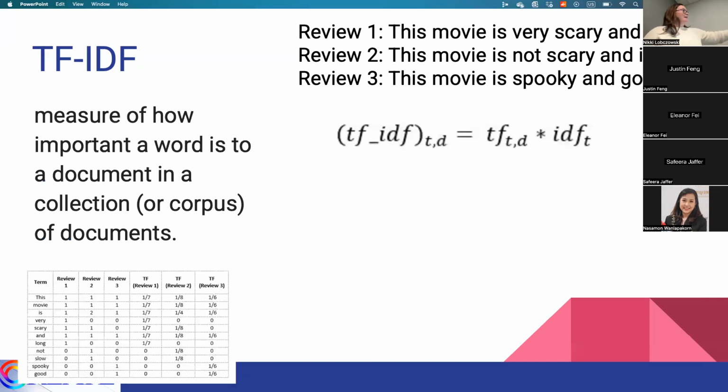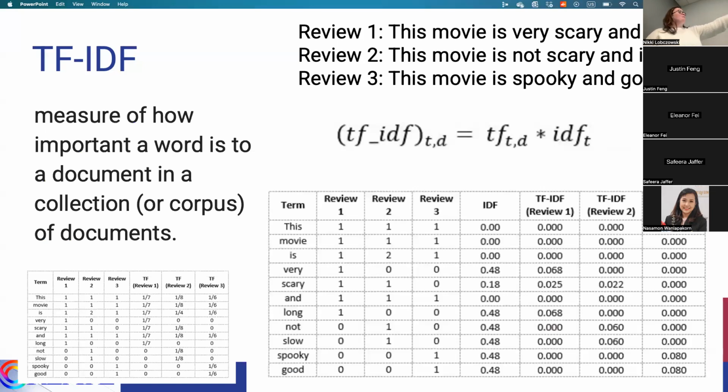So again, looking back here, the 1/7, 1/8, 1/6, and then you're multiplying that by the previous one. So if the IDF was 0, when you multiply it by 1/7, it's going to be 0. So here the IDF was 0.48. And when you times it by the 1/7, you get this, and you times it by 0, you get this. So this kind of shows it's combining 2 things. It's how important it is, but it's to the specific document, not as a whole.